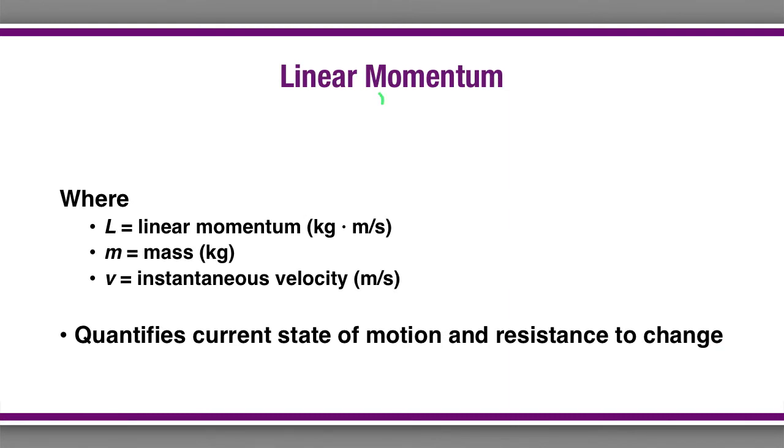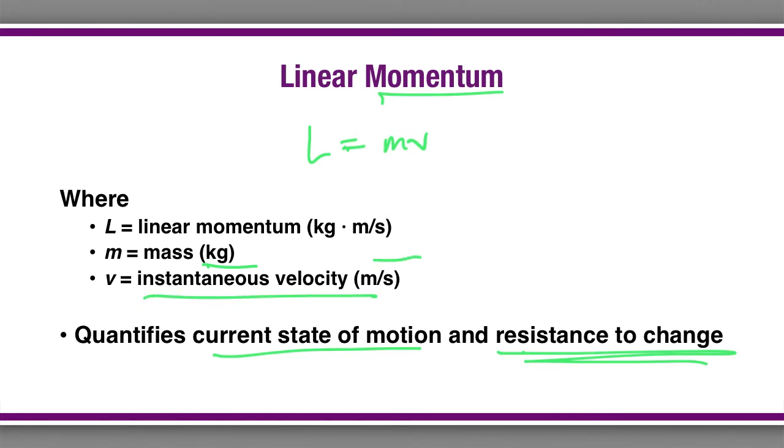Linear momentum quantifies the current state of motion and an object's resistance to change. So mathematically, linear momentum is L equals mv, where L is linear momentum in kilograms meters per second, mass is obviously in kilograms, and instantaneous velocity is in meters per second.